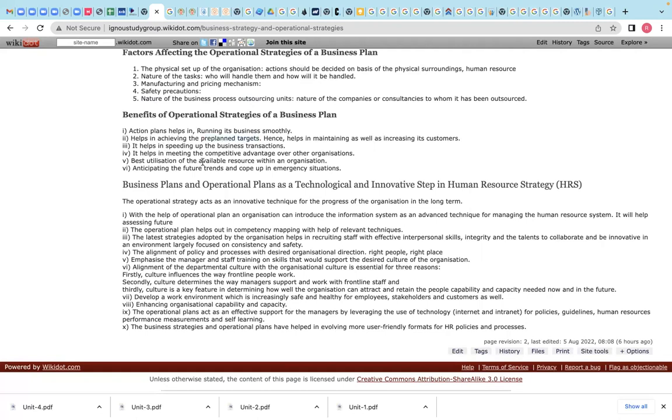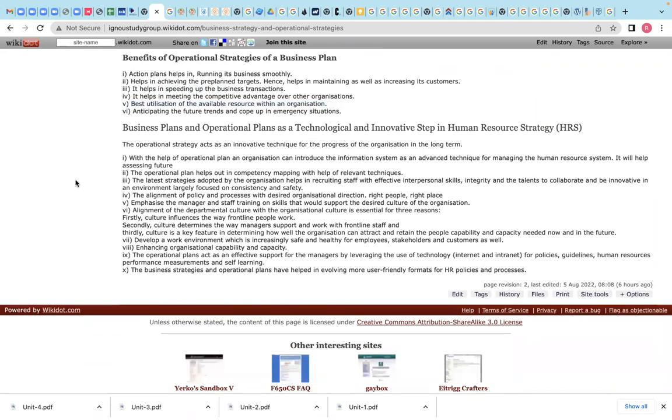So overall, it will help you speed up business transactions, meeting the competitive advantage that we talked about, which is the aim of defining the strategy and all those things. Okay, and it improves your utilization of the resources and meeting the anticipated future requirements. The last section in this unit: business plans, operational plans as a technological and innovative step in HR strategy.